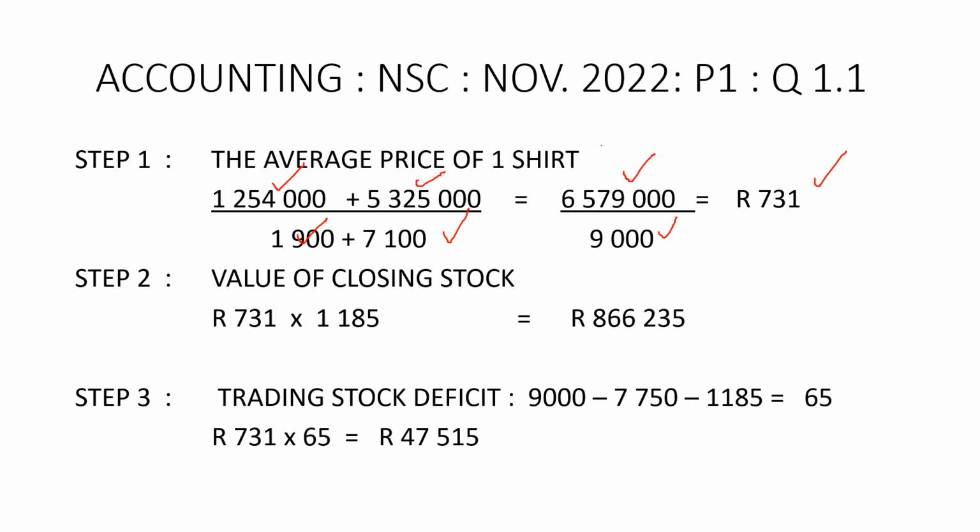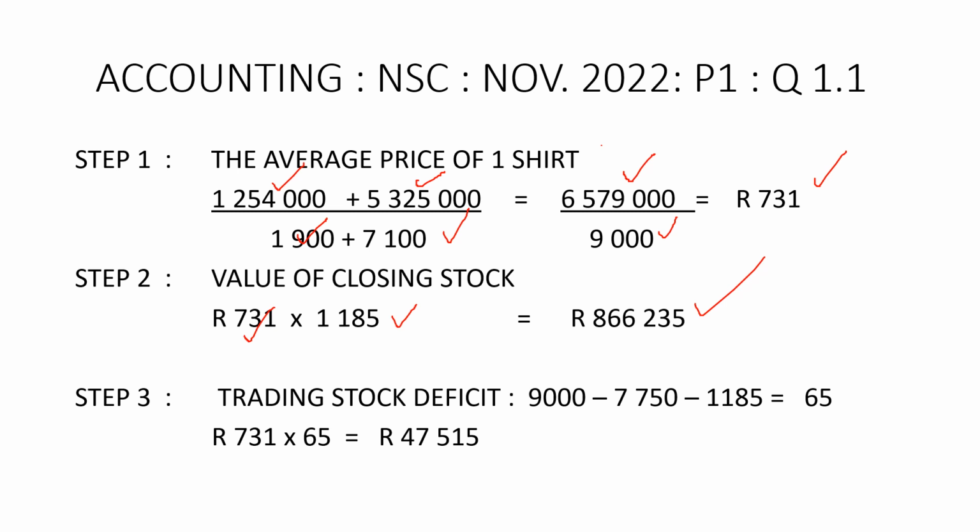Let's look at step number 2. Once you have worked out the average price, which is 731 rand, multiply by the number of units closing stock, which is 1185, and the value of closing stock, the rand value, is 866,235.